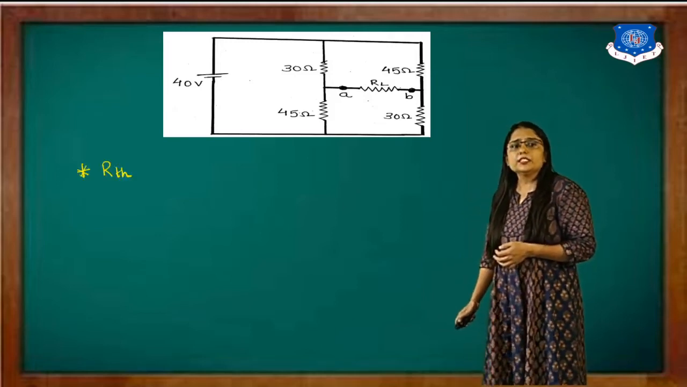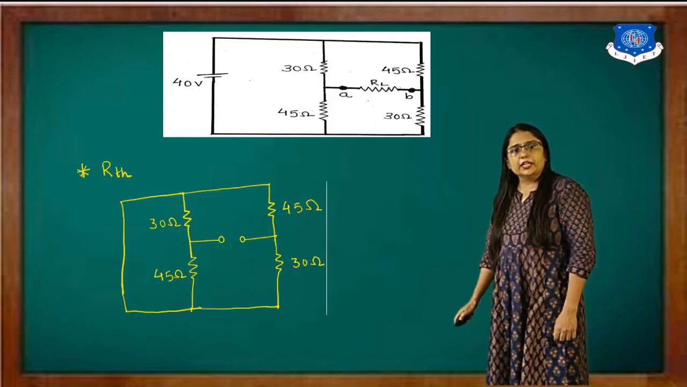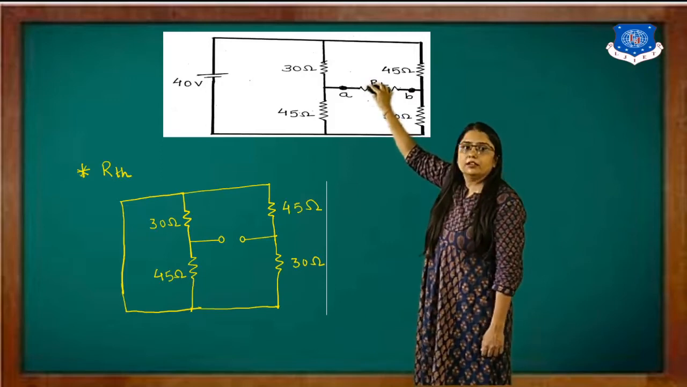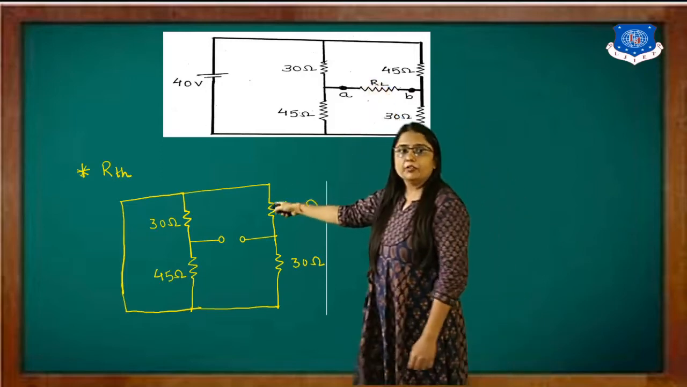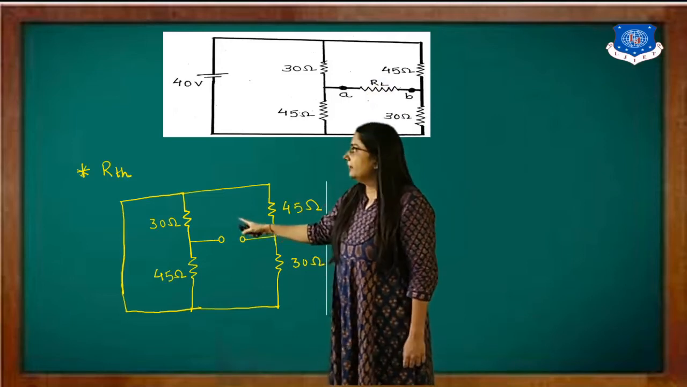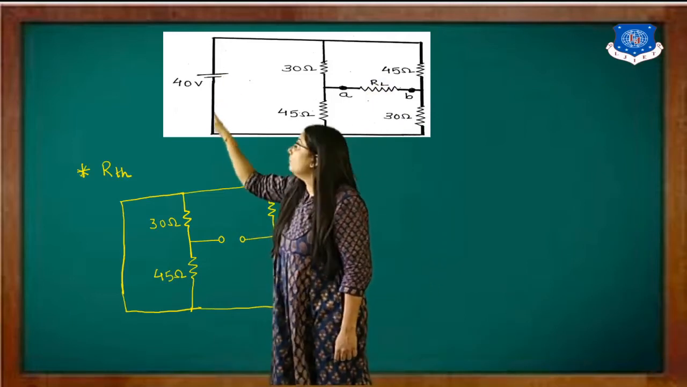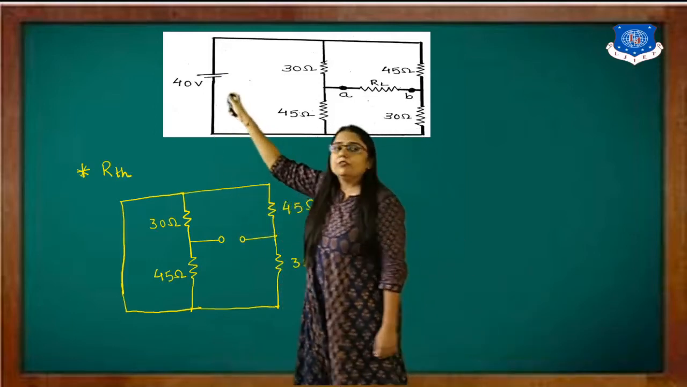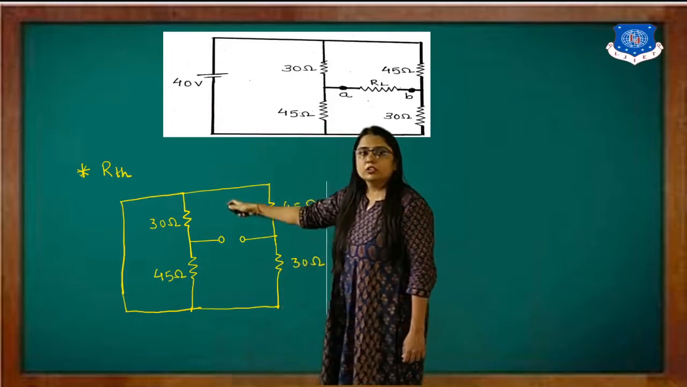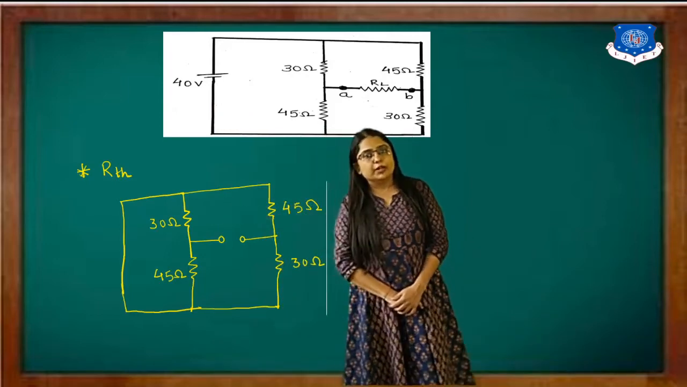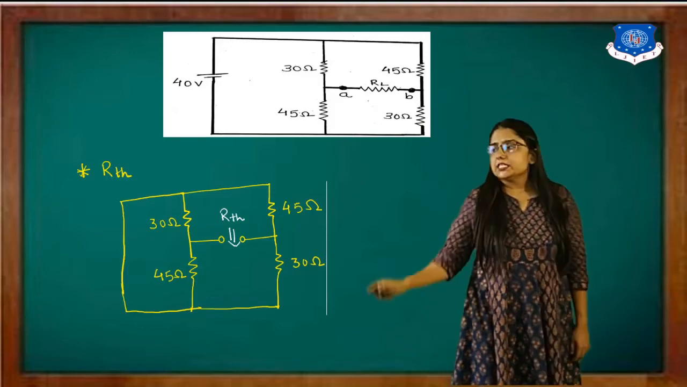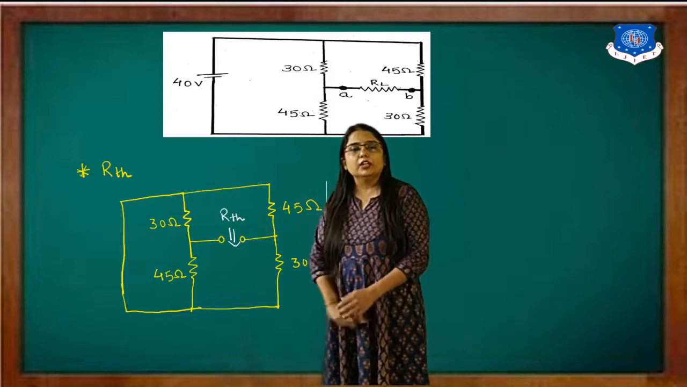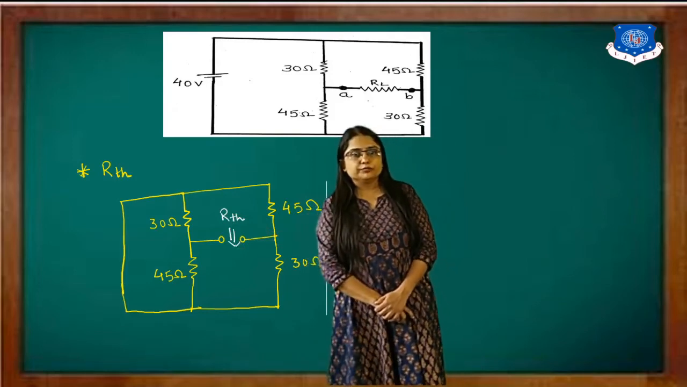Now, the first thing to find RTH is to again remove the load resistance RL. I have already removed the load resistance RL. Then here I have only one voltage source, 40 volt, and we have discussed that we have to replace that voltage source by a short circuit. So we have replaced the 40 volt by a short circuit. And from this terminal, you have to look from here and find the value of RTH.